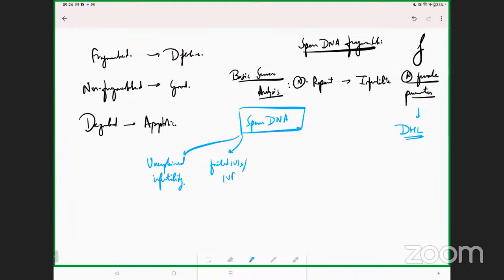Do you need to routinely do it prior to IVF? My answer is yes. I do it prior to IVF cycles mandatorily. There could be people who don't want to do it, but my answer is yes, you should do it.